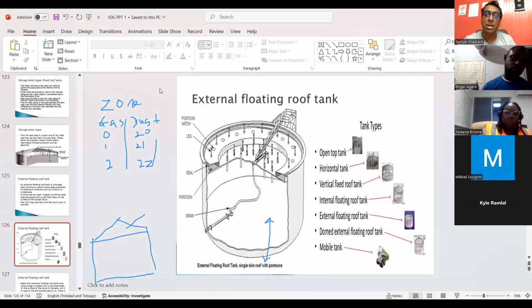Most of the questions have come on this. This tank doesn't have a fixed roof. The roof that was here is also the fixed roof, right? The internal roof then, if there's no external roof, becomes an external floating roof tank, right? There's no fixed roof on top of this one.